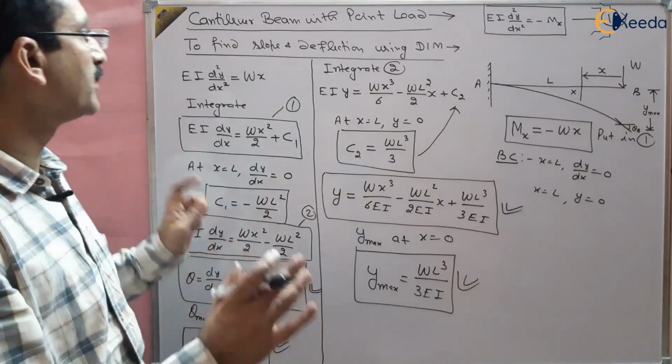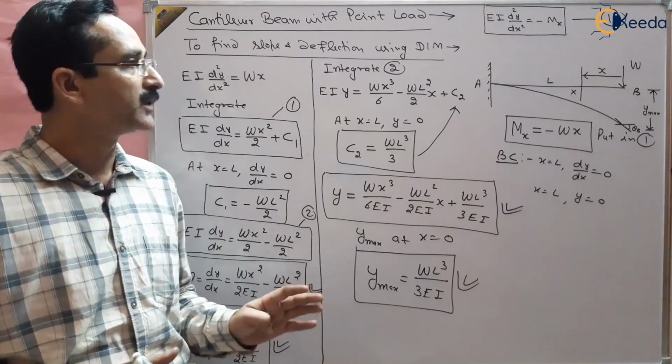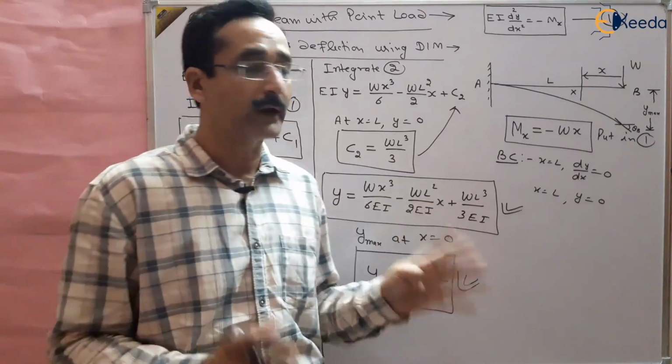So this is how we obtain the slope and deflection for a cantilever beam which is loaded by a point load at the free end.